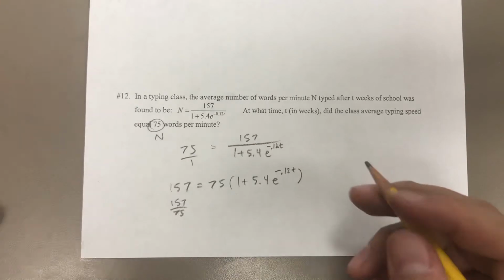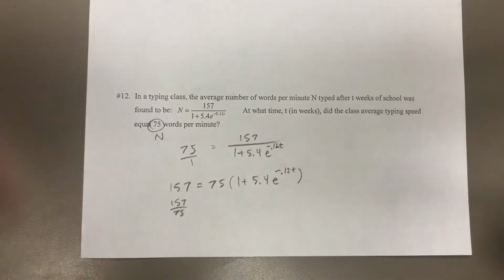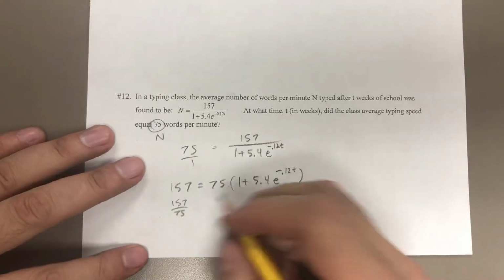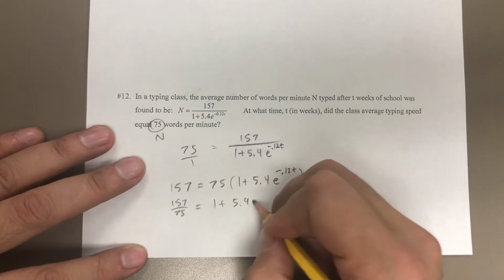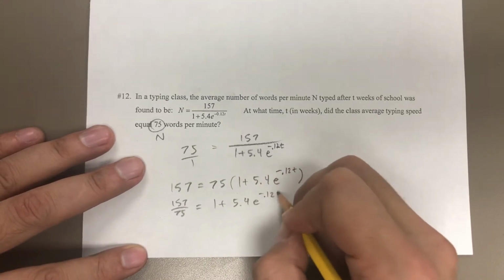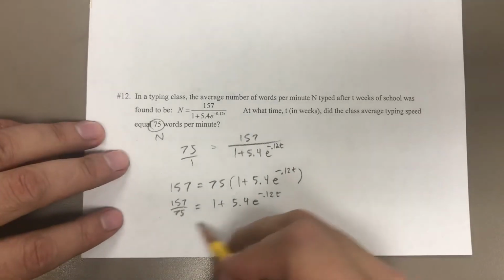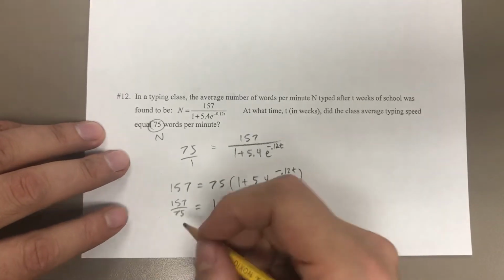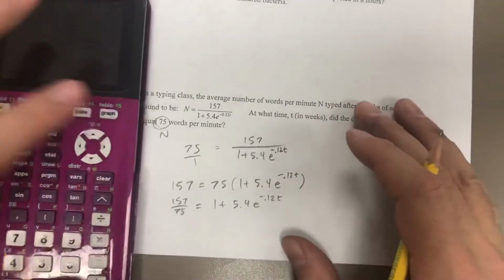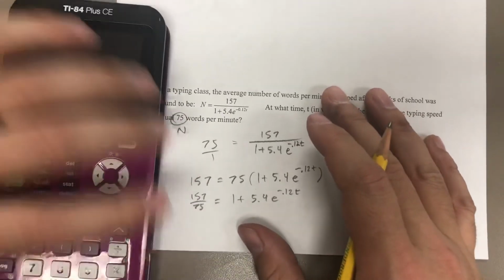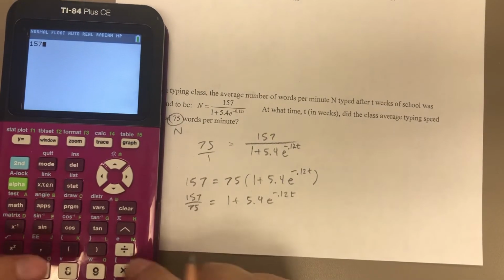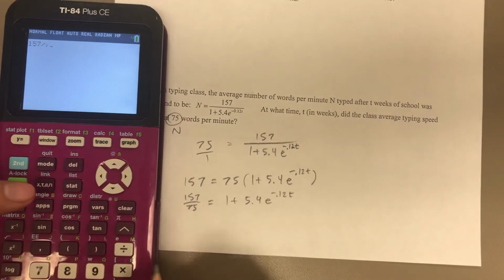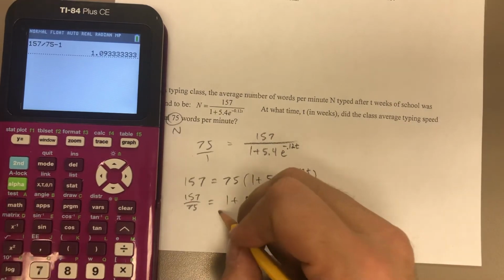I'm going to be very reluctant to type stuff into my calculator yet, just because I want to mess around with the numbers and see what I get. So that's equal to 1 plus 5.4 e to the negative 0.12t. All right, so then I'm going to subtract 1 from both sides. All right, let's just use the calculator. Let's make this go a little faster. Plus, this is probably what you guys are going to end up doing anyway. So it's 157 divided by 75, and then minus 1, because we subtract 1 from both sides.